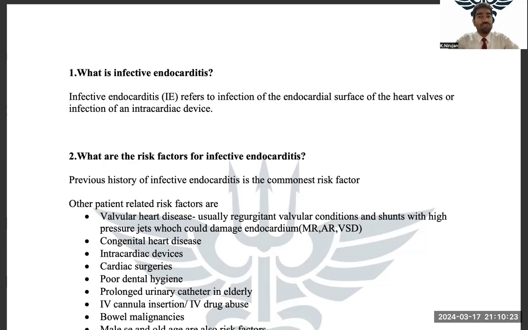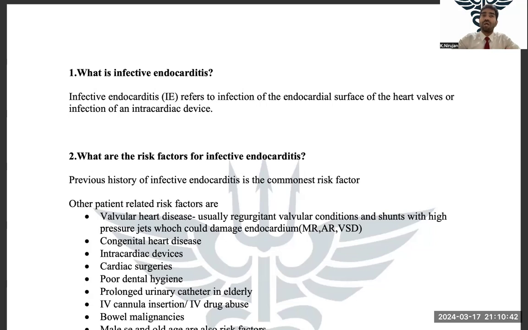It predisposes a person to get enterococcal infective endocarditis. So this is also frequently questioned. And IV cannula insertion and IV drug use. So a patient who has had a cannula coming with prolonged fever, or an IV drug user coming with prolonged fever and a murmur, you would suspect an infective endocarditis.